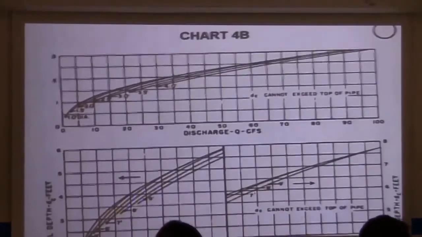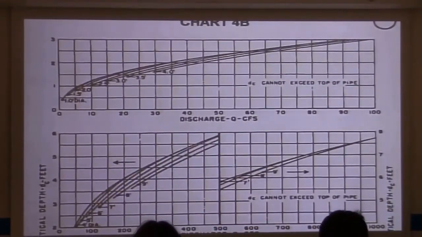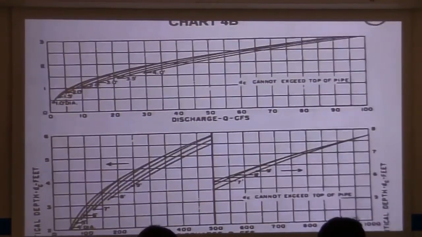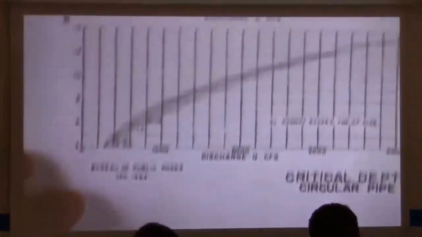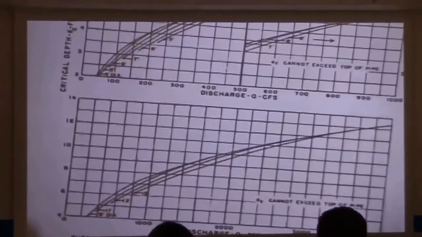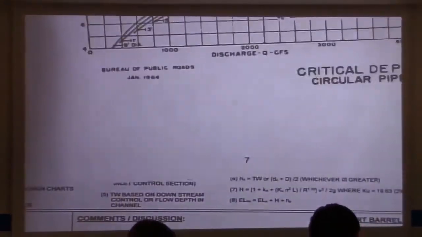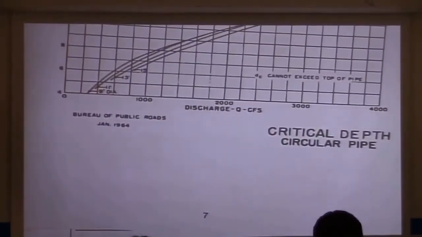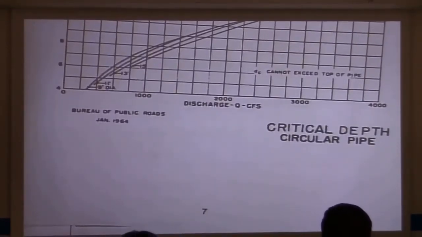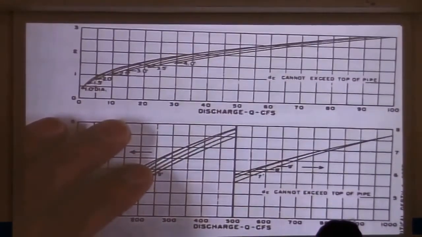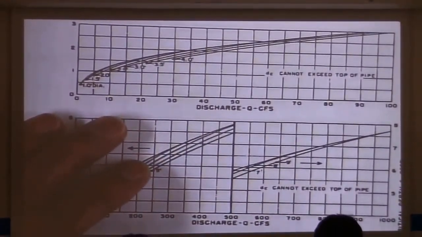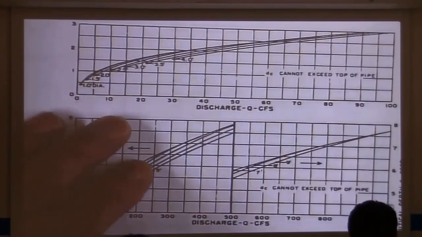On chart 4B, you see discharge on the x-axis, and critical depth on the y-axis. There's a series of these charts, and we need to find the one that we could actually use. The bottom one has really large discharges, 1,000, 2,000, 3,000. That's way too much. We need something smaller. If we go all the way to the top, we see it's in increments of 10. You see 10, 20, 30. That seems like more of the ticket for us.